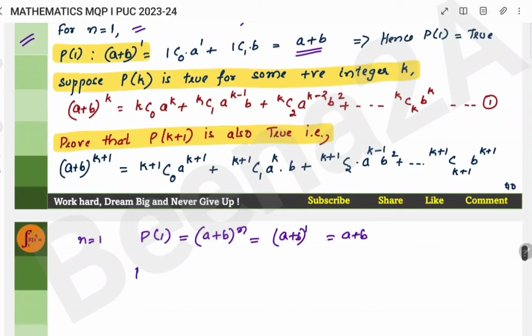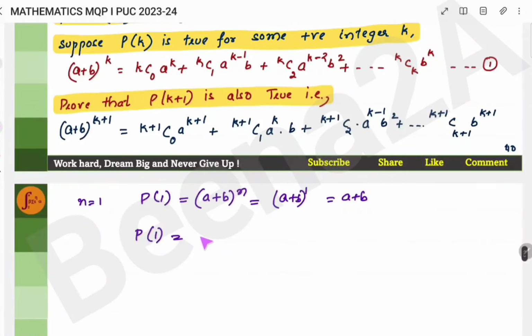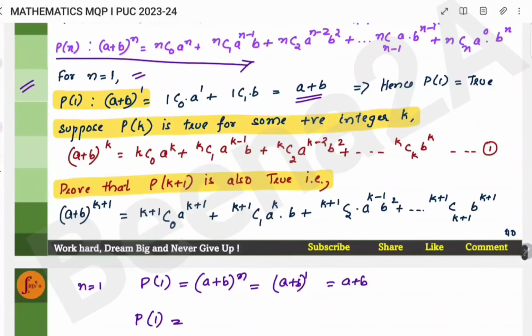And even if you use the expansion, with n as 1, this is the expansion. So instead of n you put 1. So 1C0 a to the power 1 plus 1C1 a to the power 1 minus 1, which is 0, b. We stop here because we've already got 2 terms, 0 and 1. We stop because we reached 0 here.